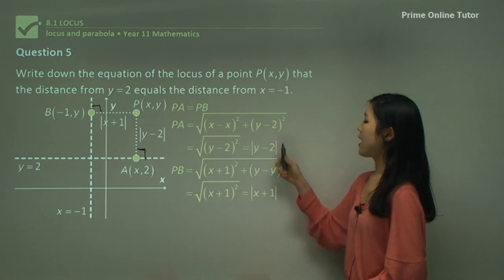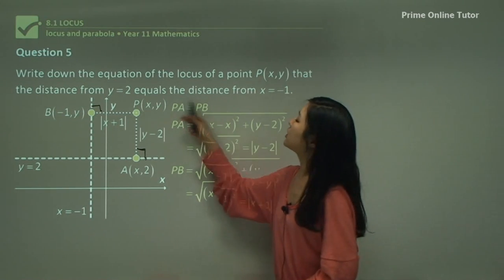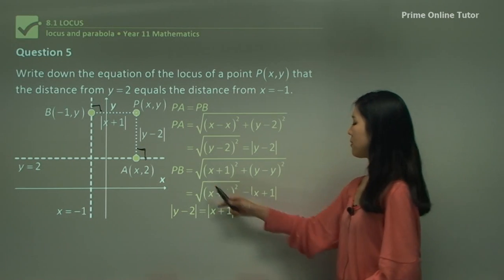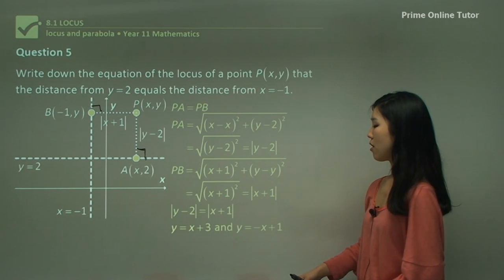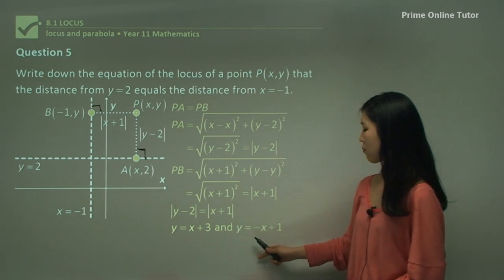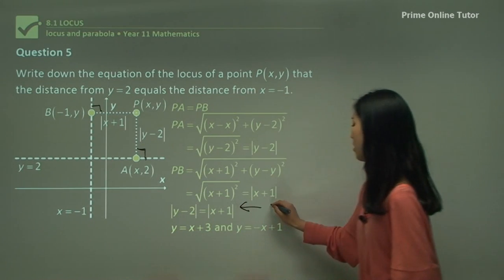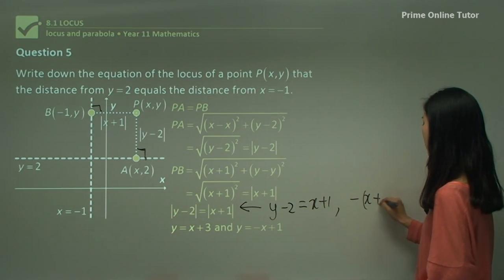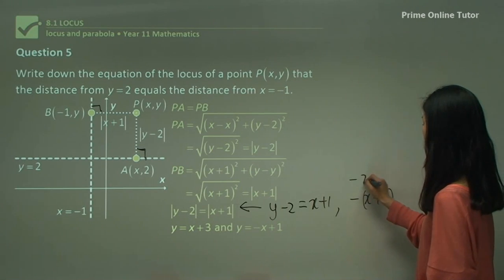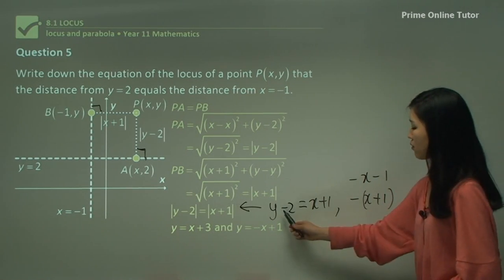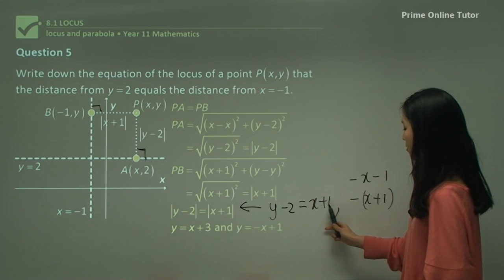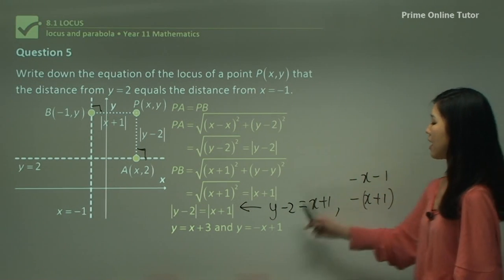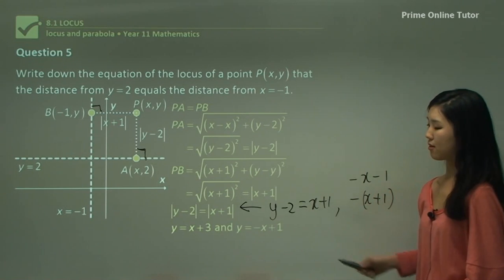Okay, so we've got PA, we've got PB. Now we apply our condition that PA equals PB. PA is the absolute value of y minus 2 and PB is the absolute value of x plus 1. So therefore, y equals x plus 3 and negative x plus 1. Basically, look, y minus 2 can be positive (x plus 1) or negative (x plus 1), which simplifies to negative x minus 1. So if I move the 2 over, it's x plus 1 plus 2, which is x plus 3. And negative x minus 1 plus 2 is negative x plus 1. So that's why we come up with these two equations.